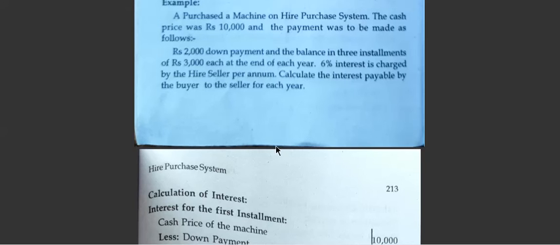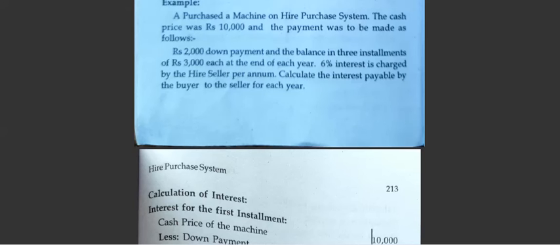First you have to check in the problem whether the cash price is given. Yes, the cash price of the machine is 10,000, and the payment was to be made as follows: 2,000 down payment. As per the condition, there should be a cash price, installment amount and the rate of interest. We have the cash price, 10,000 rupees. We have the installment amount, 3,000 each at the end of each year, and 6% interest also. So we have all three pieces of information. Now we will go and calculate.